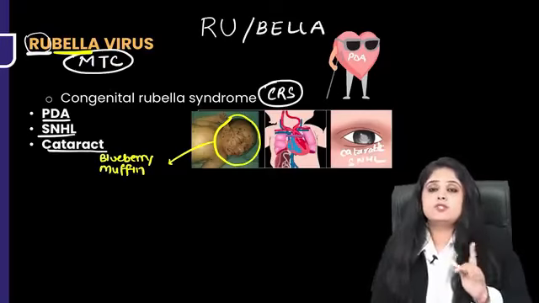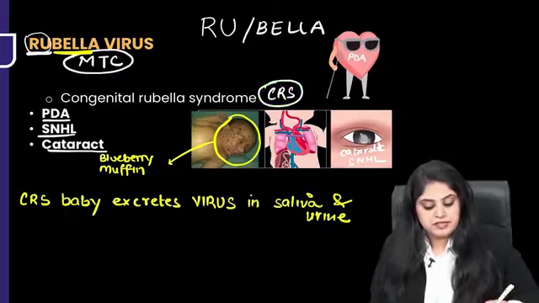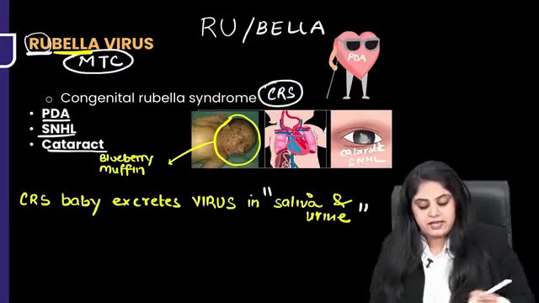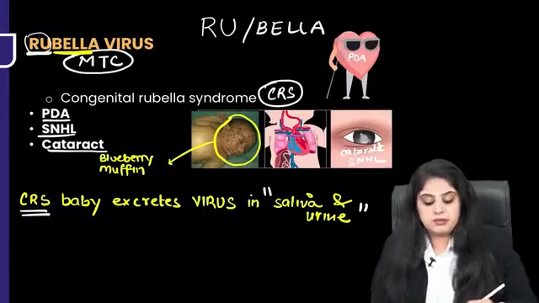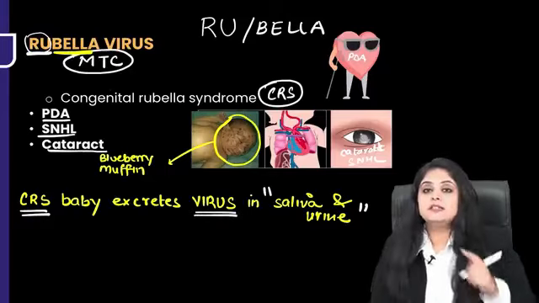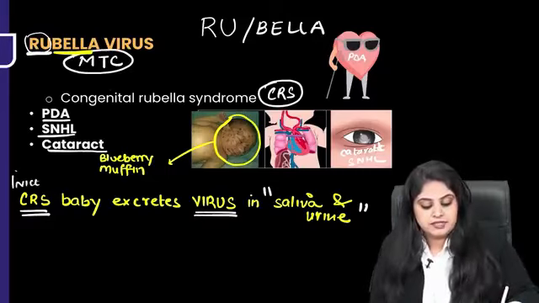But one question which I want the INI-CET students to note: in congenital rubella syndrome, do you know the virus? The virus is shed in the saliva and the urine of the baby. So whenever there is a congenital rubella syndrome baby, look out for the virus in the saliva and the urine. That is what is important from the INI-CET point of view.